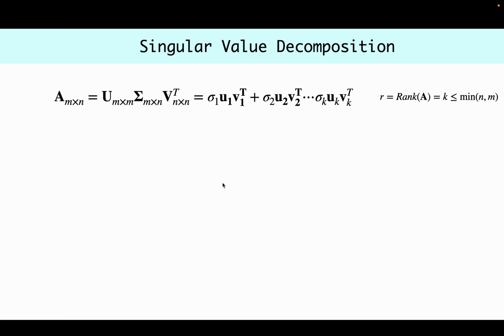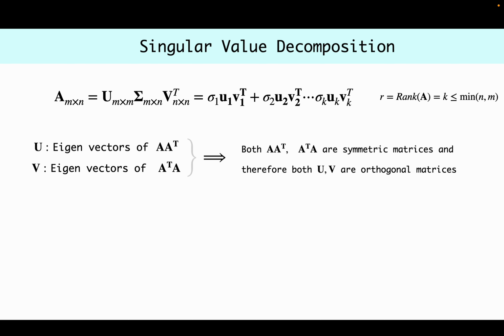Let us see now one of the important properties of SVD related to orthogonality. This is the SVD representation. A is equal to U sigma V transpose, and we know U is constructed by using the eigenvectors of A A transpose and V using eigenvectors of A transpose A.